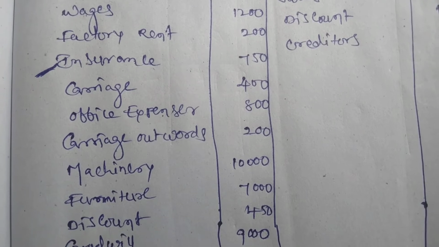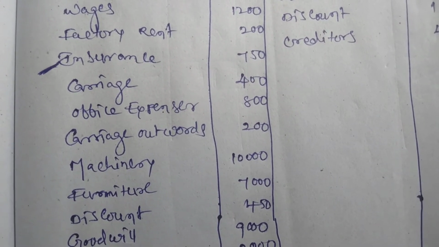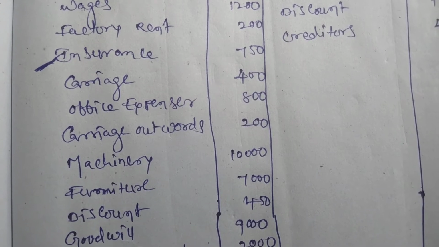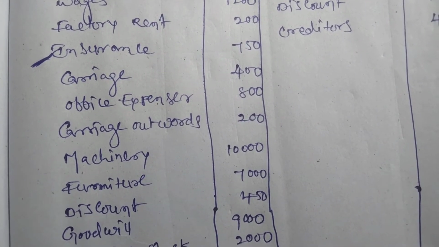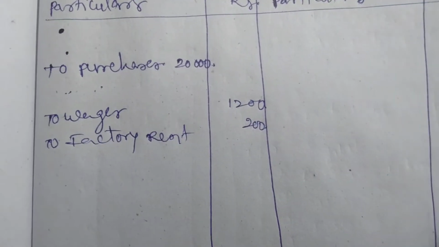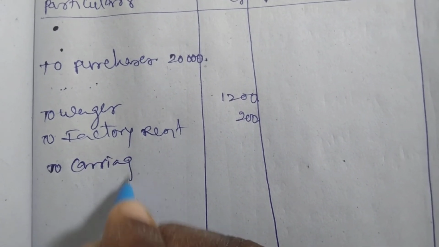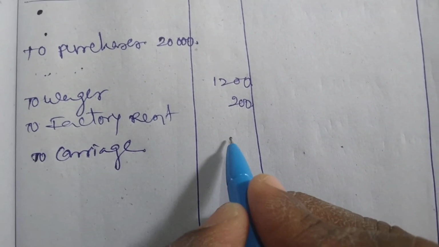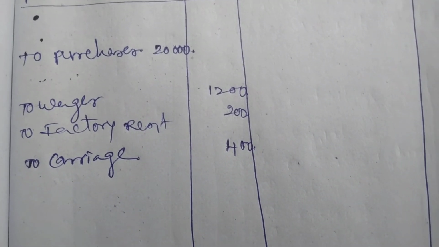And next one is carriage. Carriage means carriage inwards. This is a direct expenditure. Direct expenditures are shown on the debit side of the trading account: "To carriage" 400 rupees.